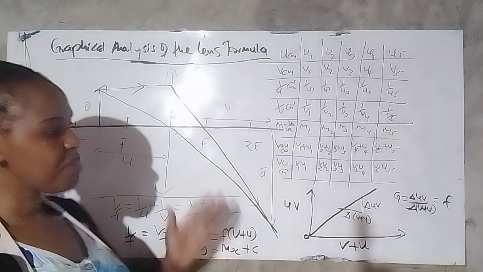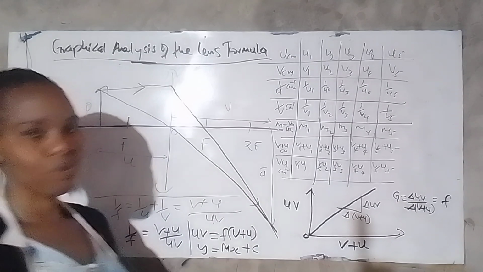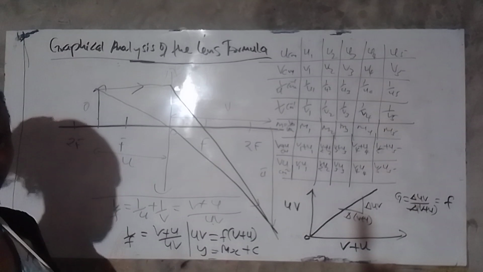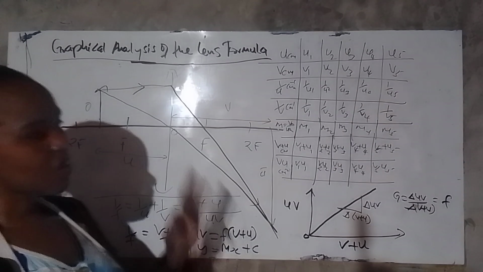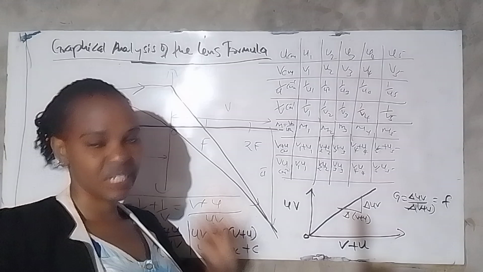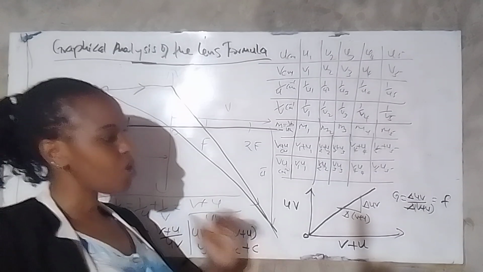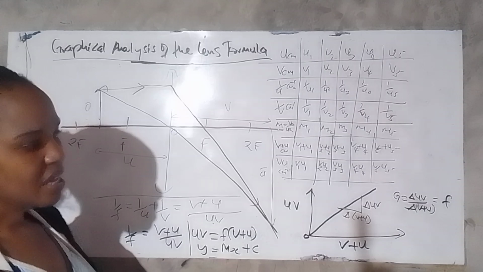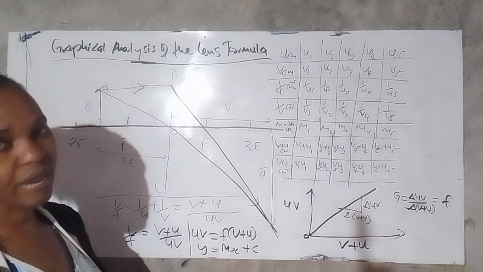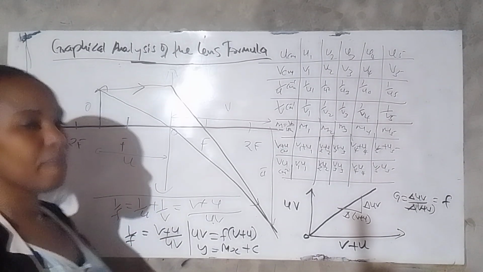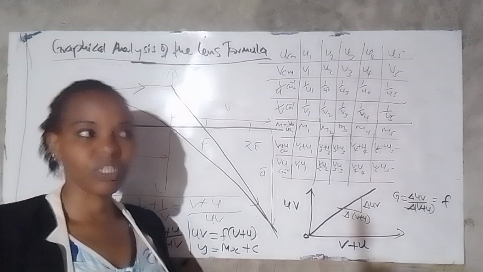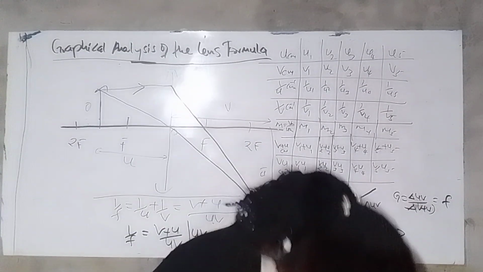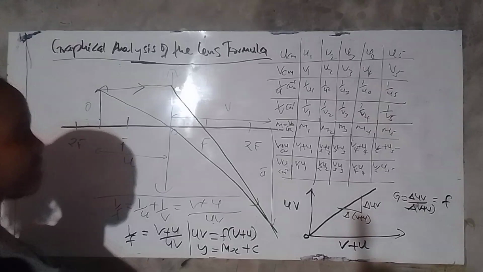So we have been able to analyze the lens formula, 1 over F is equal to 1 over U plus 1 over V. And from it, we have been able to plot 3 different graphs. And from all those 3 different graphs, we have been able to determine the focal length of our lens, because the purpose of this experiment is to determine the focal length. Okay? So we're going to look at something else.